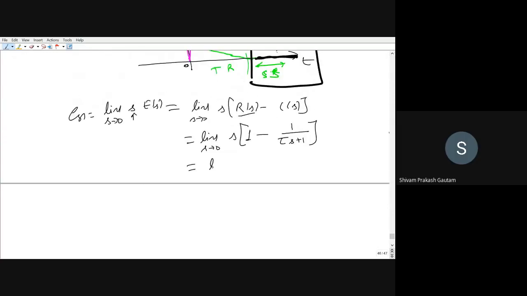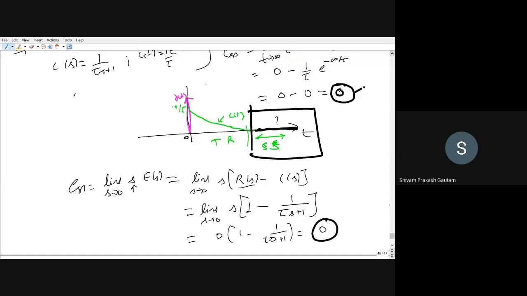So this will be equal to limit, put s equal to 0. Directly we will put s equal to 0 in here. So this will be equal to 0 multiplied by 1 minus 1 upon tau into 0 plus 1. It will be 0 ultimately. So you can see both ways, that is from the final value theorem as well as from time domain analysis, we are getting 0 error. So you can calculate the error either way, which we have also seen in the graph.